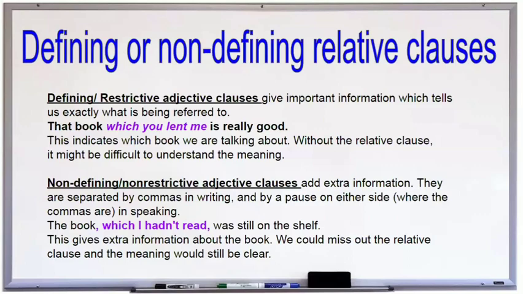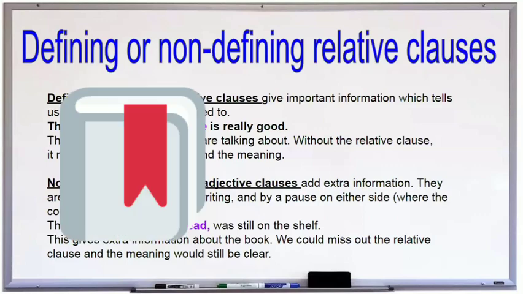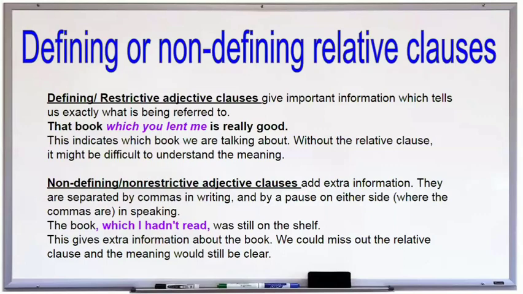On the other hand, the non-defining or non-restrictive adjective clauses add extra information. And it's important here to focus on punctuation, because in this case they are separated by commas in writing or by a pause in speaking. So in the second example, let's consider this. The book, which I hadn't read, was still on the shelf. So this gives extra information about the book. We could miss out the relative clause and the meaning would still be clear.